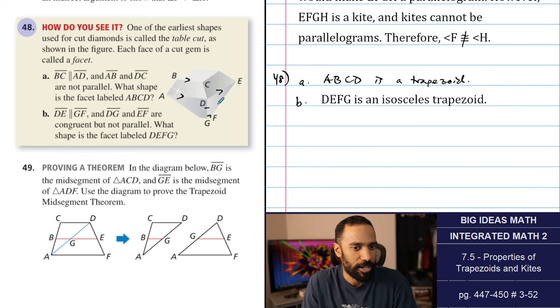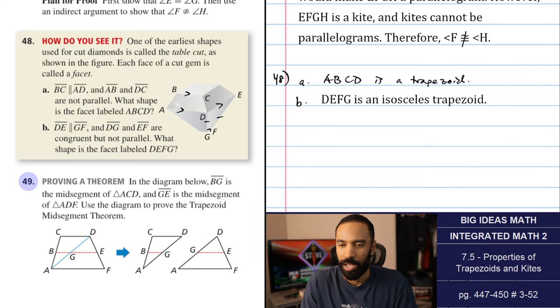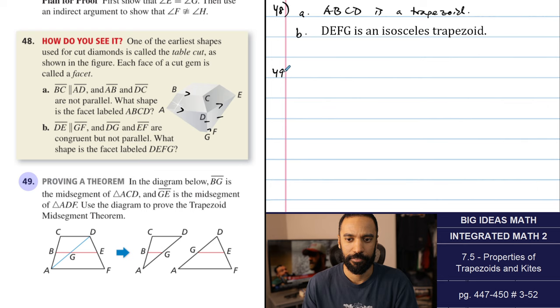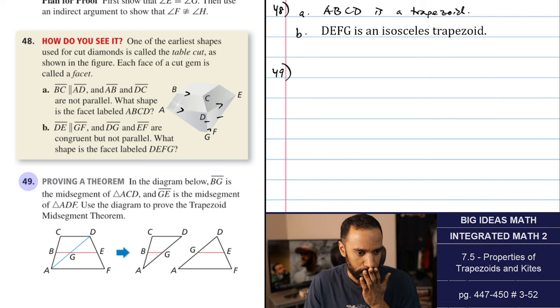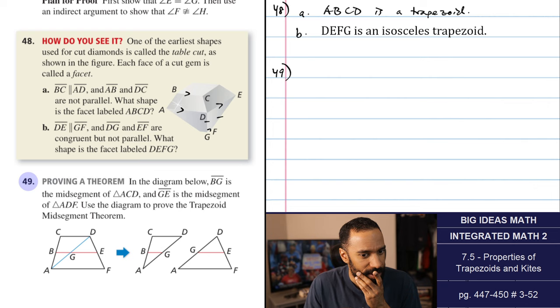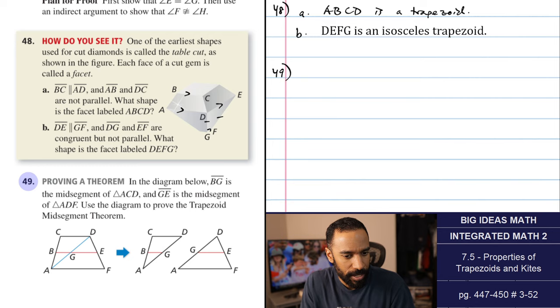I'm good. Number 49. Proving a theorem. How many more proofs do I have? In the diagram below, 49, 50, 51, 52. I might have four more proofs here. In the diagram below, BG is the mid segment. How long have I gone? Over 2 hours. BG is the mid segment of triangle ACD, and GE is the mid segment of triangle ADF. Use the diagram to prove the trapezoid mid segment theorem.